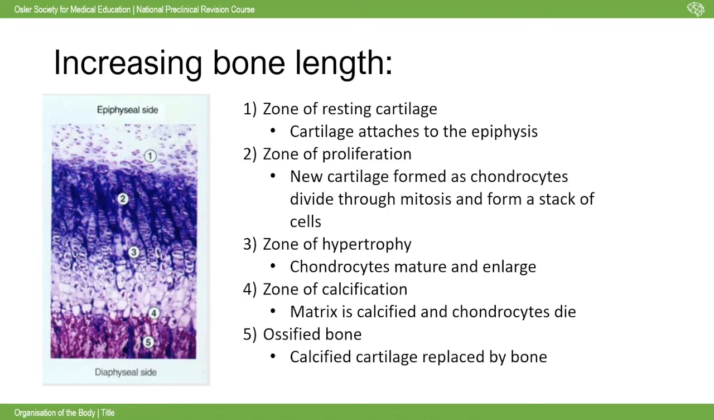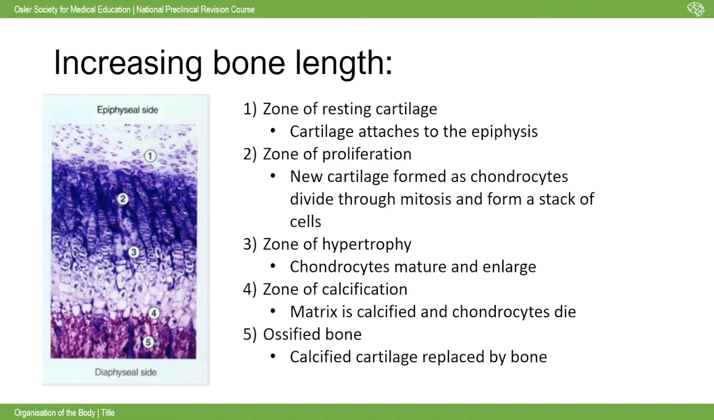Then looking at number 3, we have our zone of hypertrophy. This is where chondrocytes mature and enlarge. You can see that these cells are becoming a lot larger and a lot more circular. So that's what you're looking for to identify region 3.